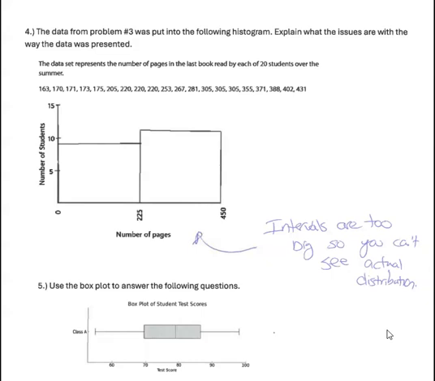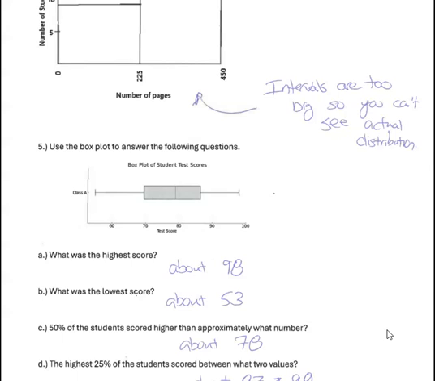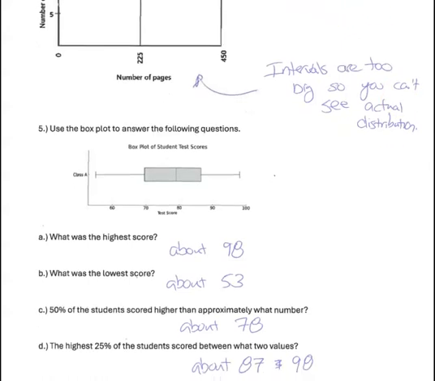When I look at this one right here, what is the problem with this? Your intervals are just too big. Those buckets on the bottom, you only have 2 different things we're looking at. You can't really see how the data is arranged. It's just 2 buckets. The boxes are pretty close to one another, so the intervals are just too big, so you can't really see the actual distribution.